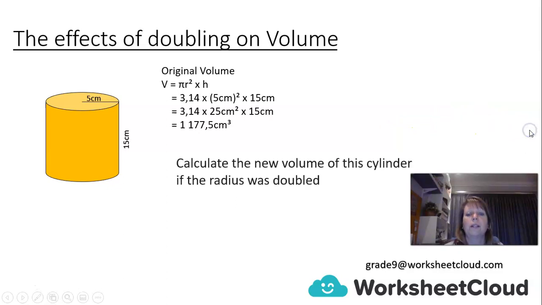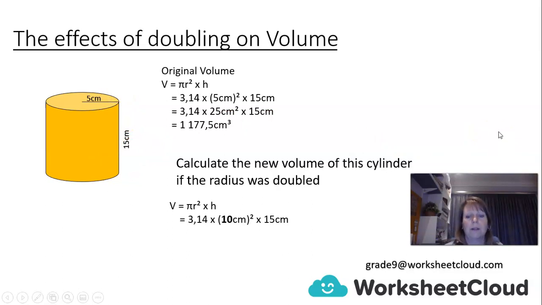Okay, let's look at the next one. It says calculate the new volume of the cylinder if the radius was doubled. So now let's double the radius, and we're going to end up with 10 centimeters all squared. So it's 3,14 times 10 centimeters, squared, times 15, because remember the 15 goes back to the original amount, which is your height. We've already doubled that, and that ended up doubling the volume.